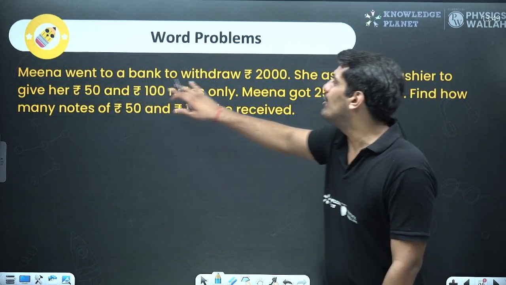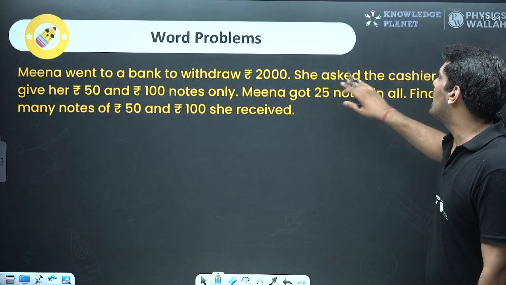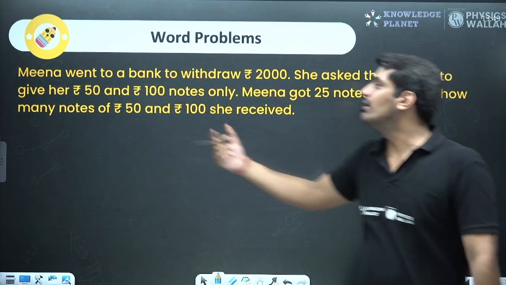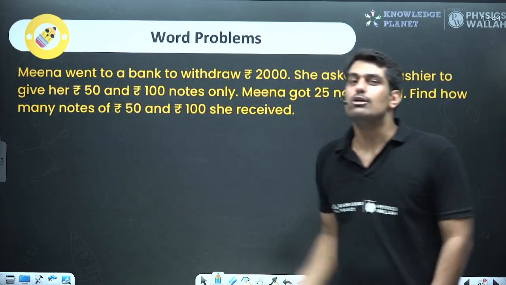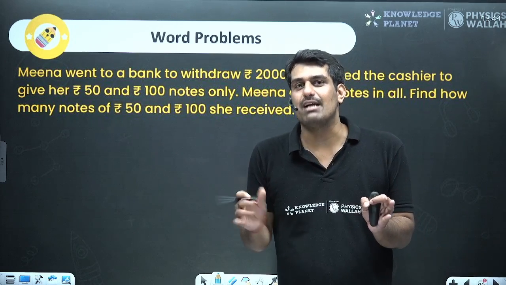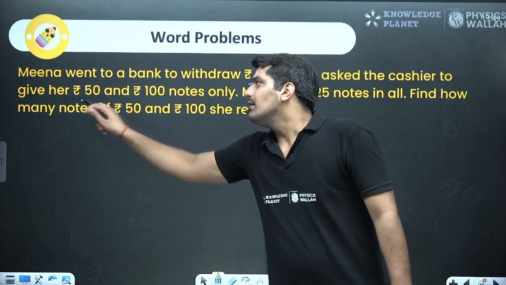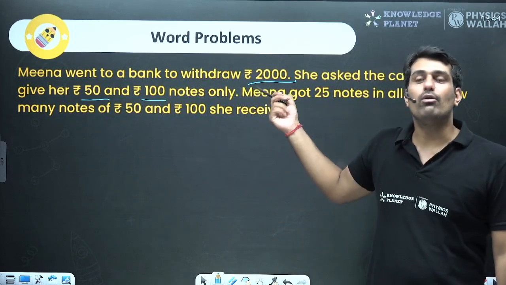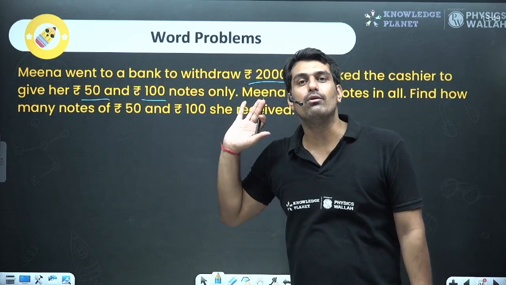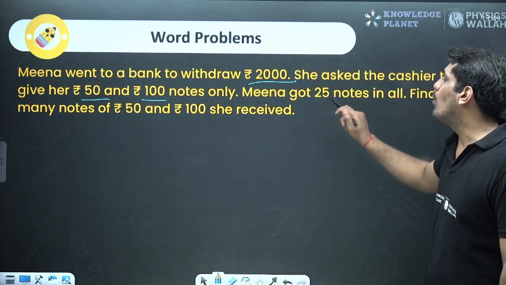Meena went to a bank to withdraw rupees 2000. She asked the cashier to give her 50 rupee notes and 100 rupee notes. So the total amount she had after withdrawing would be what? 2000. In what currency notes did she get this amount? In 50 rupee notes and 100 rupee notes. Fair enough. Meena got a total of 25 notes.